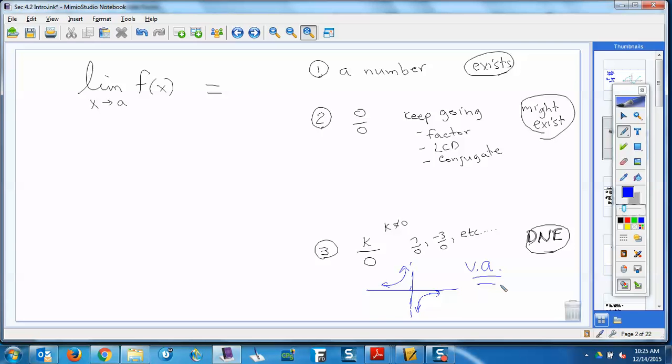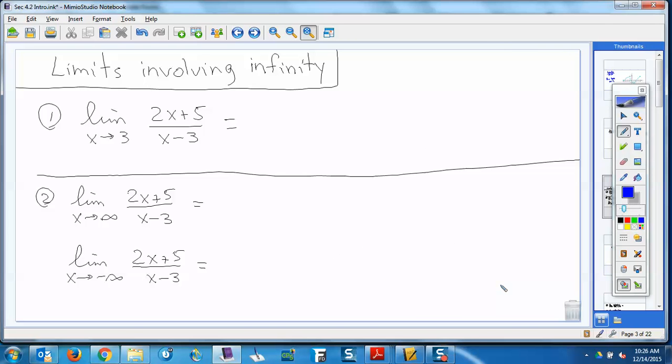But it's still telling us it does not exist, but it's telling us a little more about what's happening. On the left, it's going to infinity. On the right, it's going to negative infinity. So your answer still does not exist, but then you're giving some more information about what's happening on the left and the right. Okay? So we're going to be getting into that today, so we're going to be dealing with infinity.